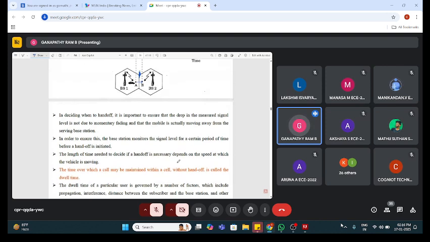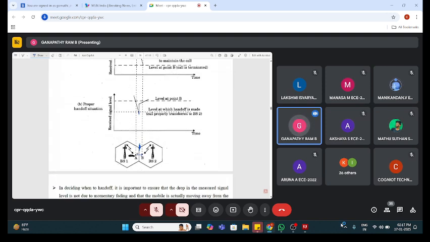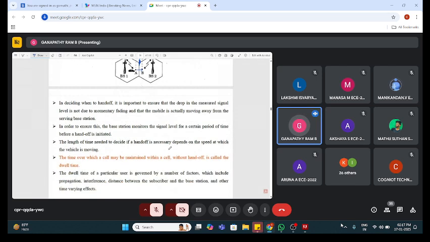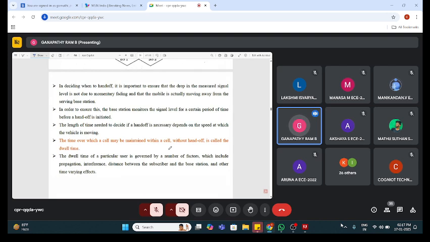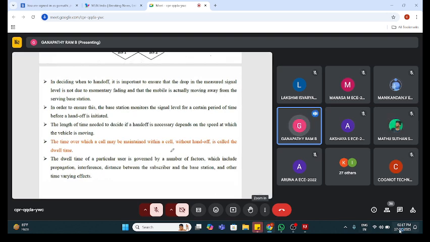The time for which the call is maintained without handoff is called the dwell time. The dwell time is determined by different factors such as propagation, interference, distance between the subscriber and the base station, and other time varying channel parameters.